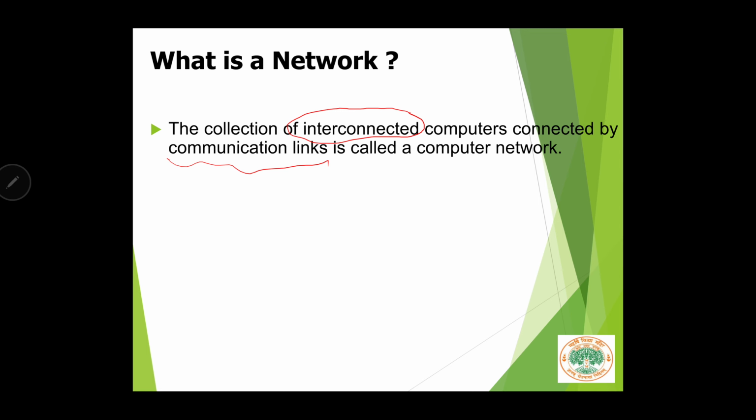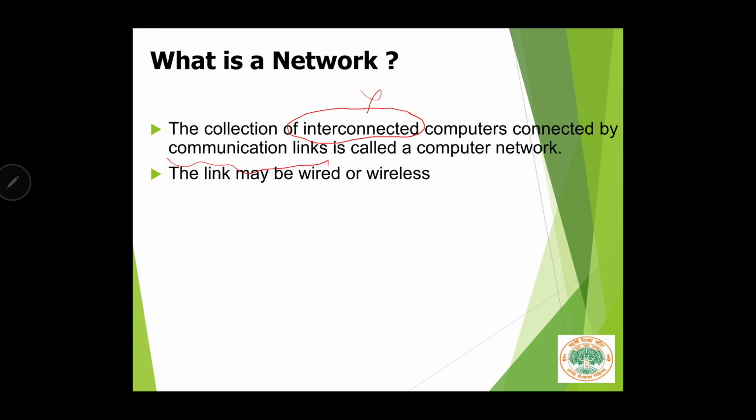So what do we mean by interconnected? Suppose you have purchased two computers. One computer you have kept in your living room and the other computer you have kept in a different room, and you are using both the computers in isolation. If you are using both the computers in isolation, then you cannot say that the computers are interconnected. But if you use some kind of communication links, the communication links may be wired or may be wireless, if you connect some cables such that both the computers are able to connect with each other and exchange information, then we say that a network has been established.